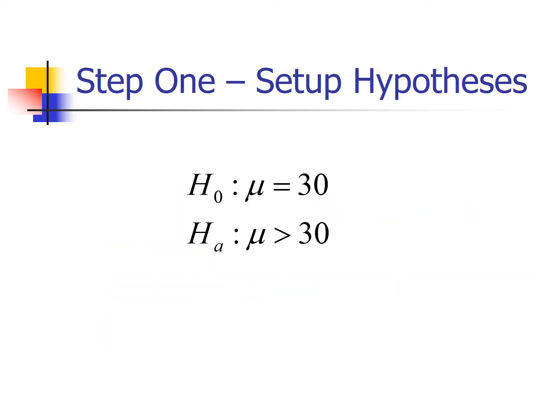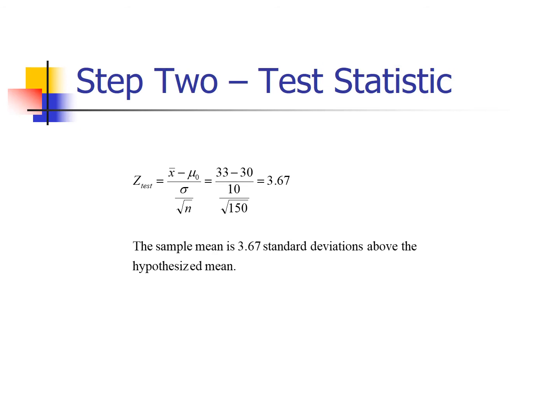So, step 1 is set up our hypotheses. We did this in the previous PowerPoint. These are the hypotheses, right? So our alternative hypothesis is that the mean mu is greater than 30. Step 2, construct our test statistic. The formula for the test statistic is x bar minus mu naught divided by sigma over the square root of n. All those numbers are embedded in the previous word problem. Our sample mean was 33, our hypothesized mean was 30, our standard deviation we were told is 10, and we took a sample of 150 Big Macs.